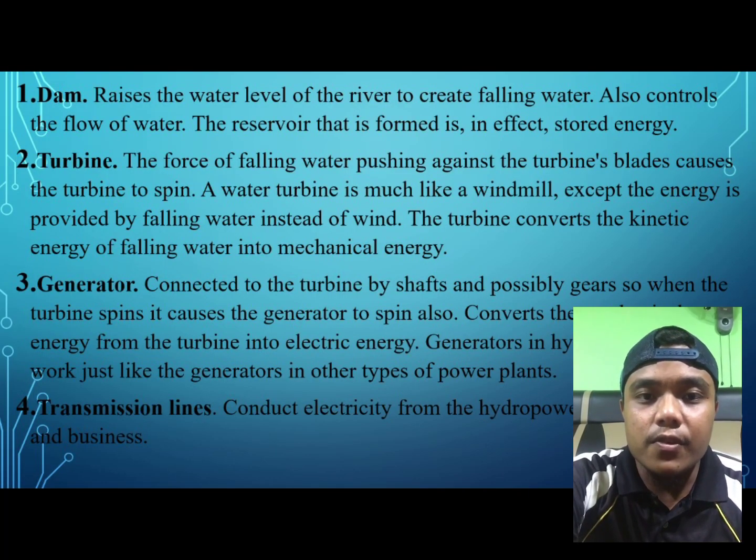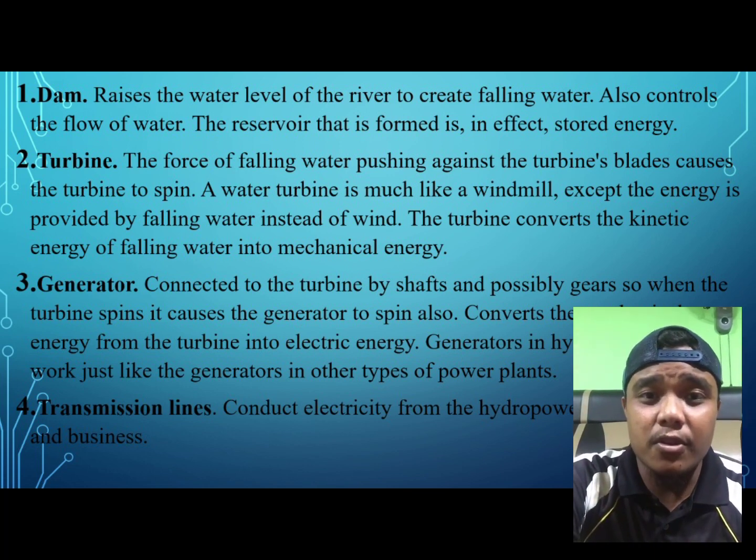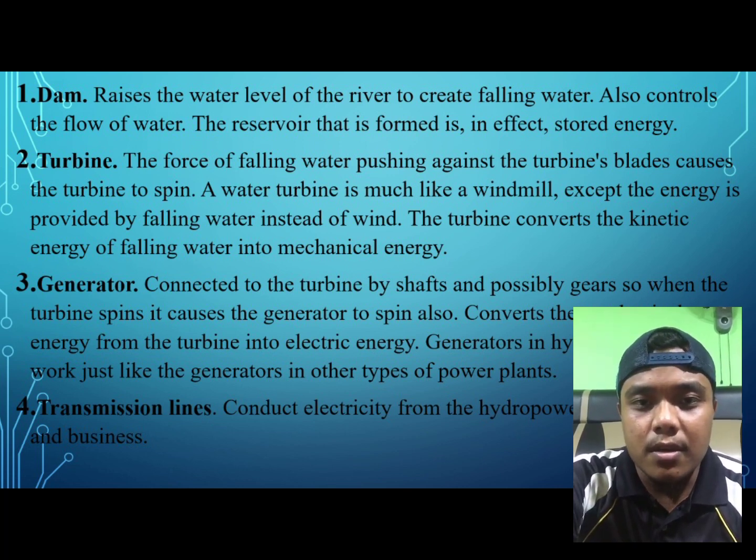The function of the dam is to raise the water level of the river to create falling water. It can also control the flow of water, and the reservoir that is formed in effect stores energy. Then the force of falling water pushing against the turbine's blades causes the turbine to spin. A water turbine is much like a windmill, except the energy is provided by falling water instead of wind. The turbine converts the kinetic energy of falling water into mechanical energy.